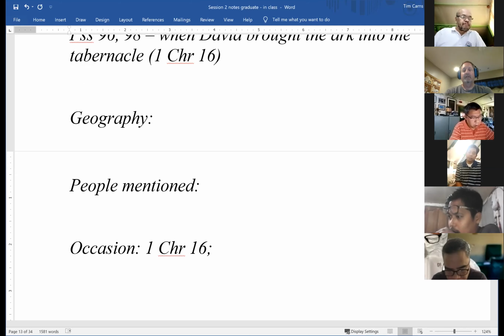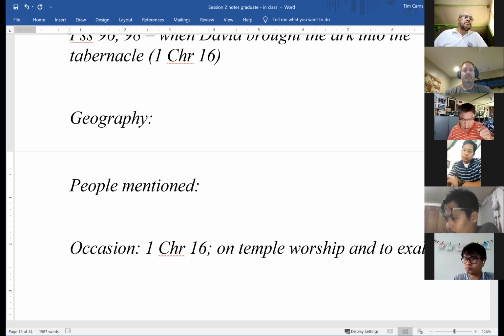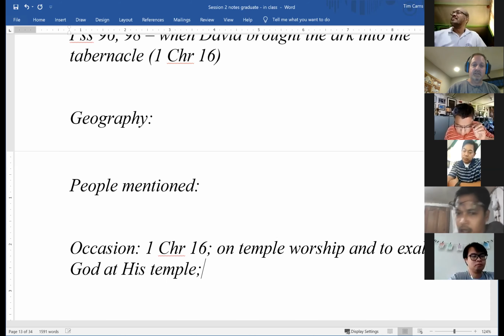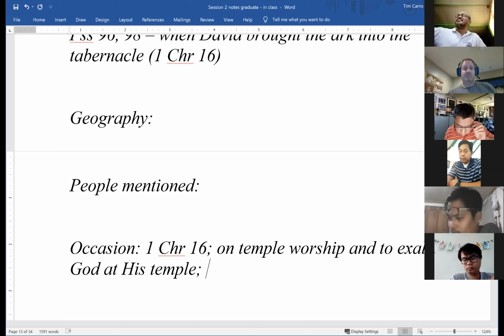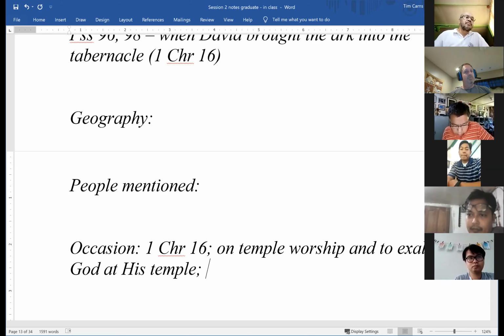All right? But clearly, within the psalm, as Pastor Robbie mentioned earlier, or I think it was Pastor Jan actually, sorry, the focus in the psalm is on worship, on temple worship, and to exalt God at his temple. All right, and it would make sense if First Chronicles 16 is the historical occasion for this psalm, because this was the time when the ark was being brought to the temple. And so that statement in verse 1 about the Lord being enthroned above the cherubim would make a lot of sense.